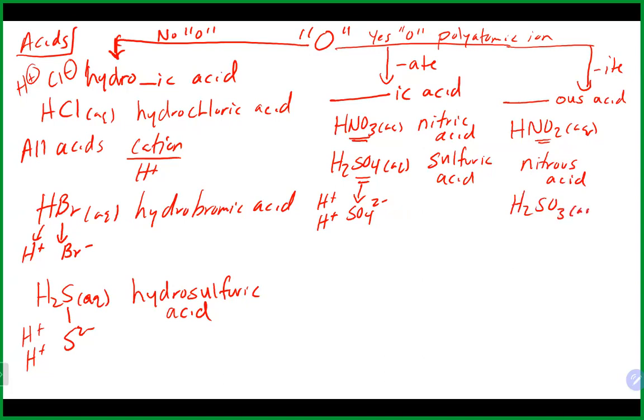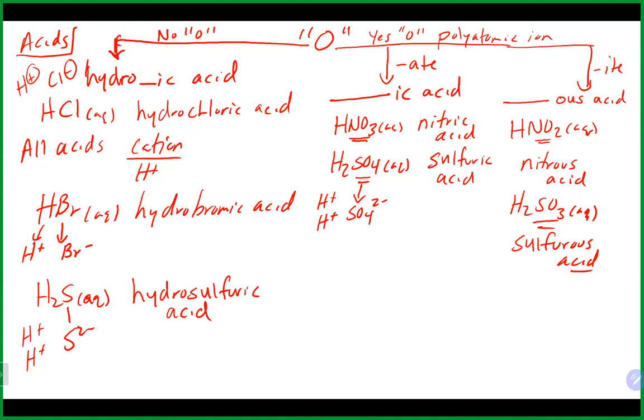H2SO3. SO3 is sulfite, which means this should be what? This should be sulfurous acid. So sulfurous acid in this case. So as you can see, if it does contain oxygen, it will have that polyatomic ion, and there is no hydro to be found. So hydro should not be used with anything that has oxygen in it that's an acid. Any questions on that there?